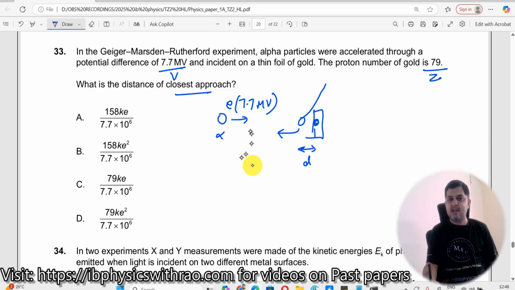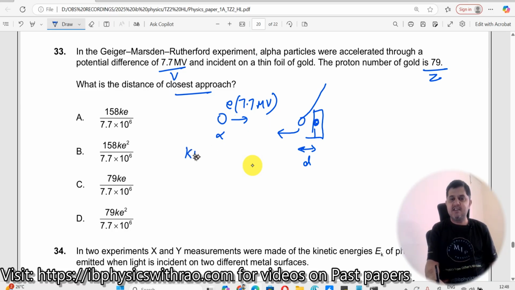Now, as it comes here, what happens? The 7.7 keeps decreasing, and when it comes here, it becomes 0, right? It's about to collide, but it cannot collide. It cannot come in contact with the nucleus because the repulsion is much higher, because it's 79 and this is 2 over here. It repels a lot.